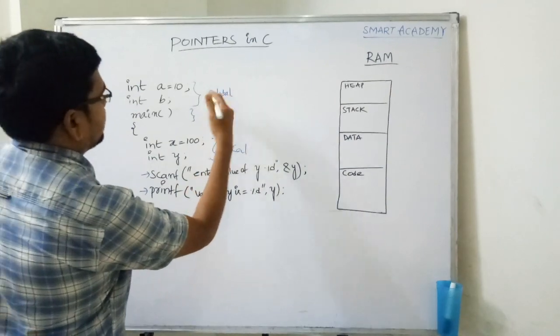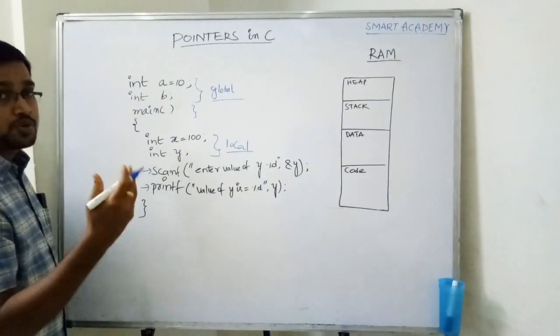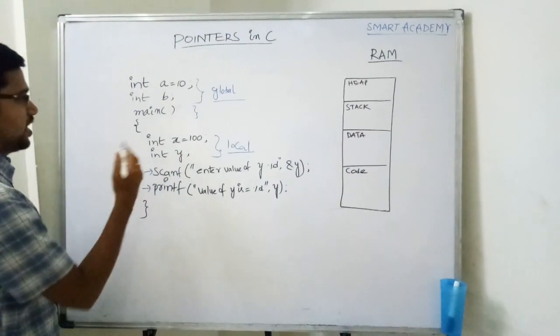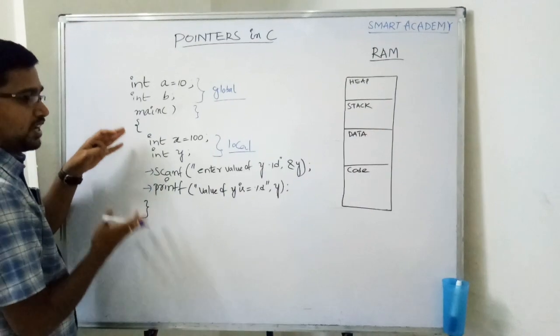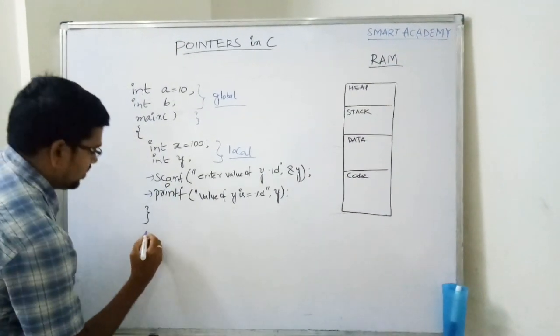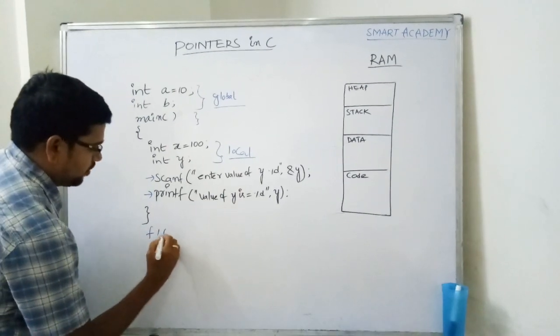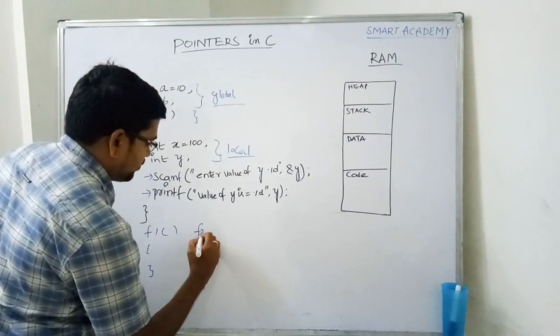First let me explain what is global and what is local. For the people who don't understand global and local, if the variable is global, it means it is global to the entire program. This is just a main function. Let me define another function, f1. Let me define another function, f2.